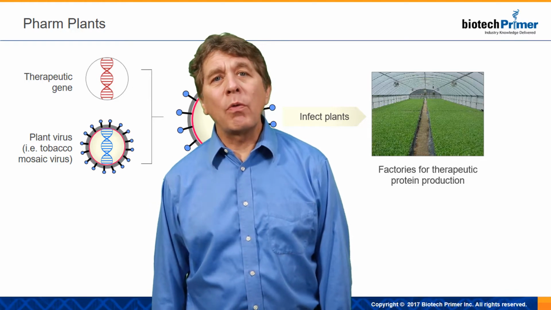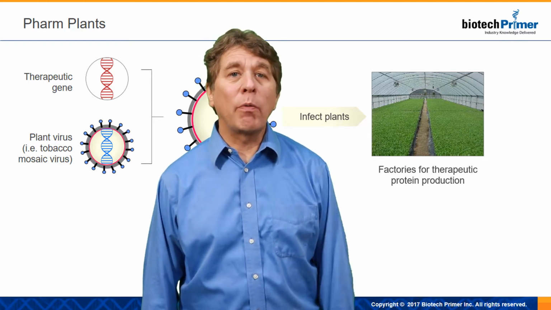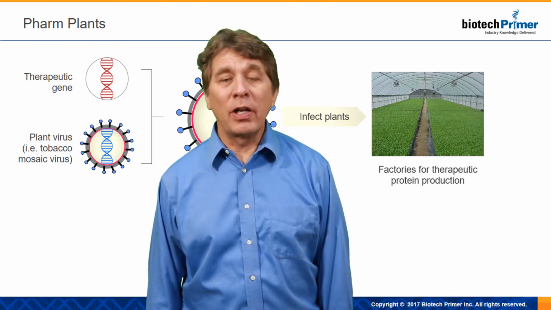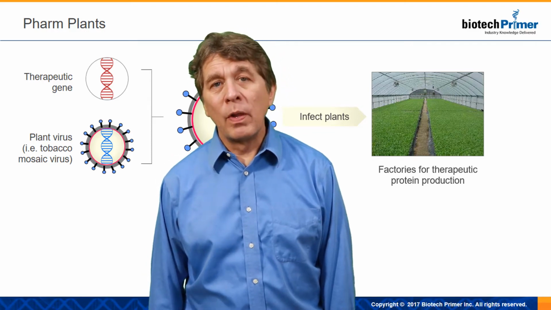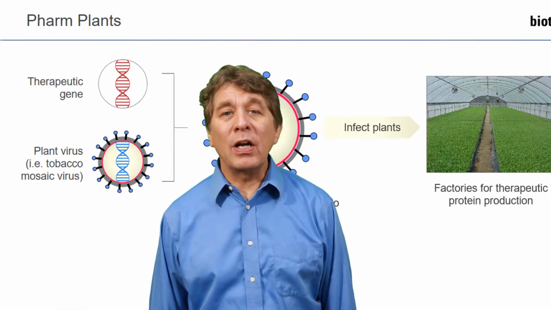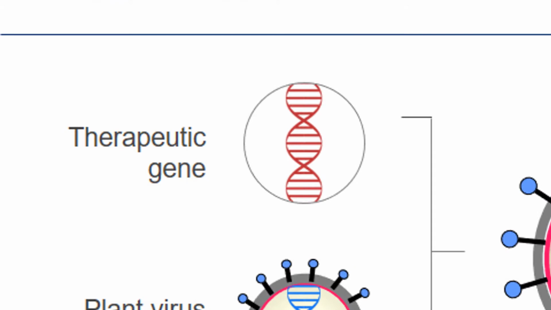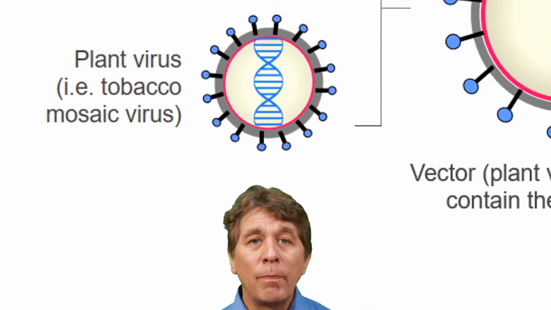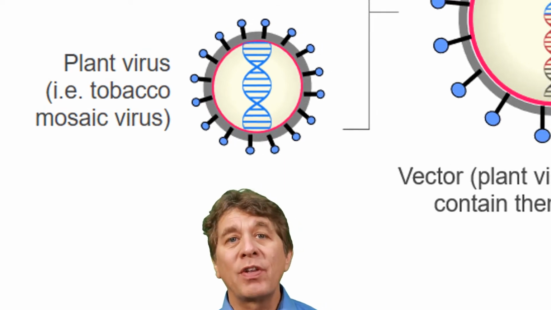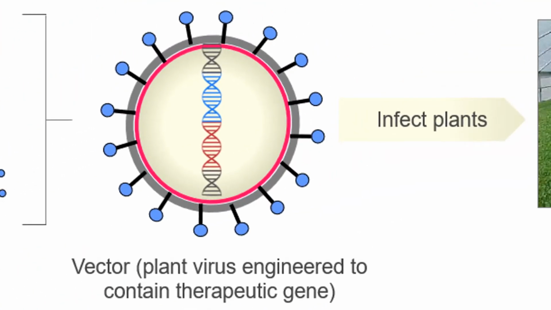Okay, and so the way we make these products is very similar to how we would make them in an animal cell line like a CHO cell or an NSO cell. And the process is very simple. We isolate the gene that codes for the protein product that we want to make. We put that gene into a virus. In this case, the virus will be a virus that is able to infect plant cells. Typically, we use tobacco plants as our production cell, as our production plant.